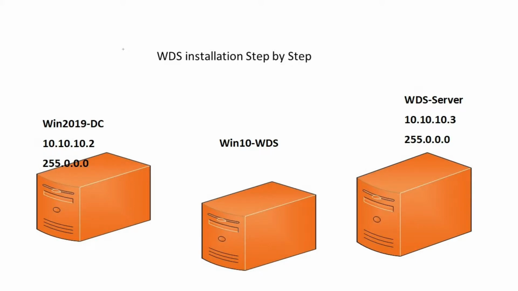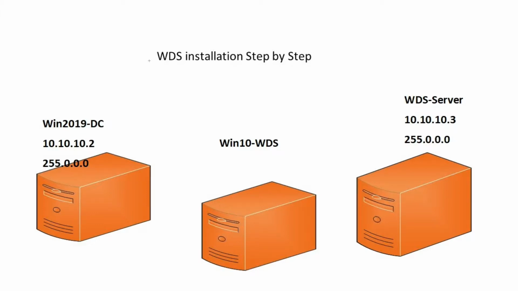Today we will be discussing Windows Deployment Service. Before, it was known as Remote Installation Service, which was introduced in 2003, and 2008 also had it. After 2008 and 2012, from 2012 onwards it's known as Windows Deployment Service.